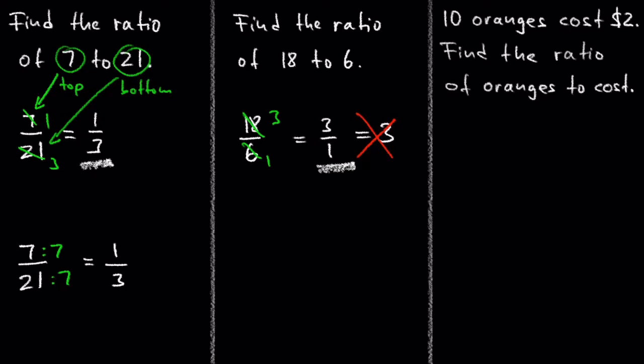What about this example? 10 oranges cost $2. Find the ratio of oranges to cost. First, we write 10 to 2 as a fraction. And after simplifying, we get 5 to 1. So the ratio of 10 oranges to $2 is 5 oranges to $1, or just 5 to 1.